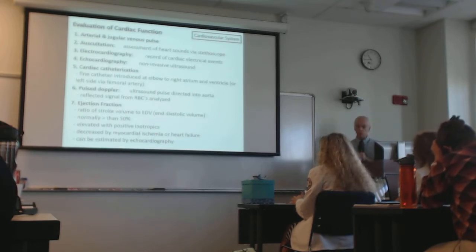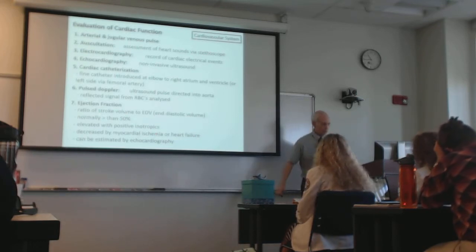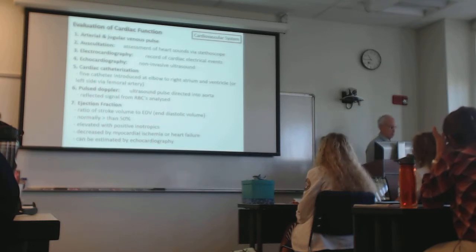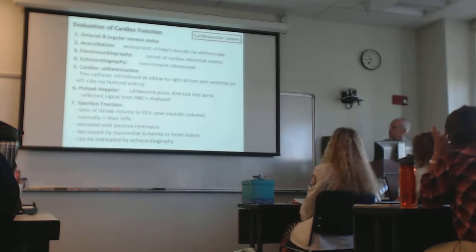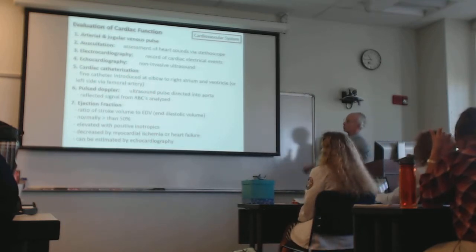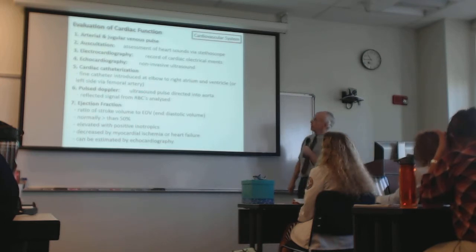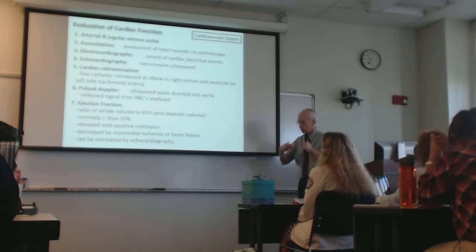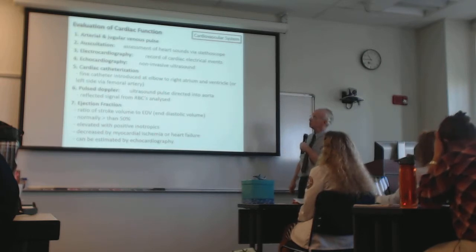With respect to the evaluation of cardiac function, there are a number of procedures and processes that you can use. You'll look, for example, at the arterial and jugular pulse. We'll come back to the jugular and venous pulse in just a moment. We talked about auscultation. You'll learn to place your stethoscope at various points about the perimeter of the heart and listen for valvular activity, for example.